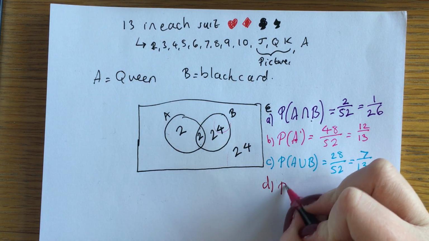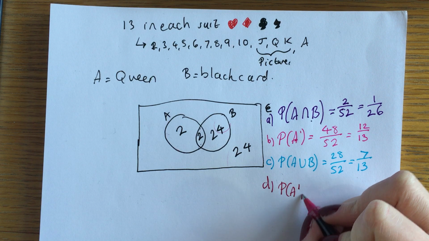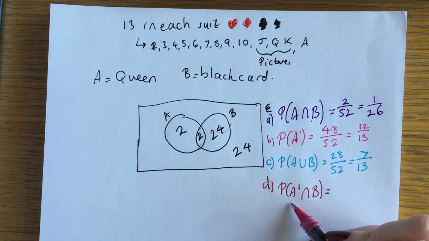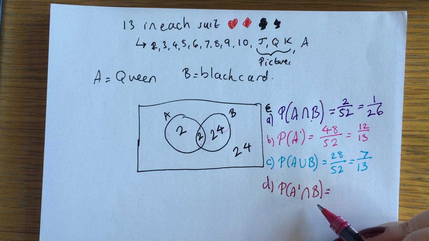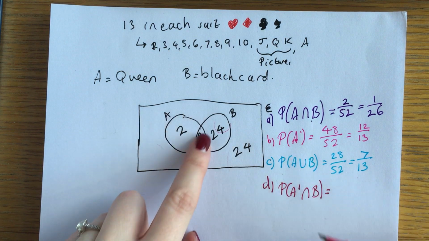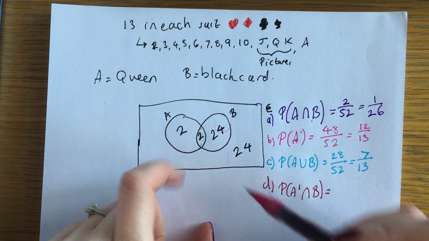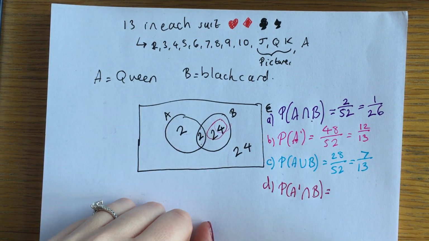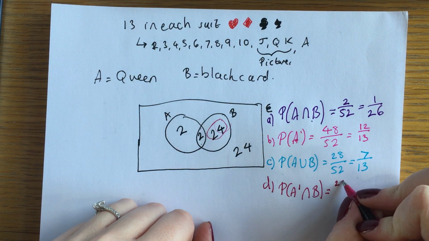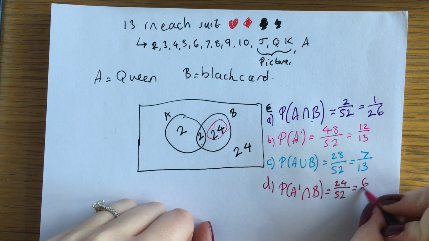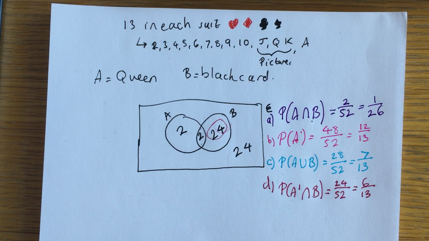D is the probability of A complement intersection B. So that's not A, but also B must occur. A cannot happen, so we're not looking inside this circle at all. But B must happen, so we are only looking at that value, which is 24 out of 52, which is 6 out of 13.